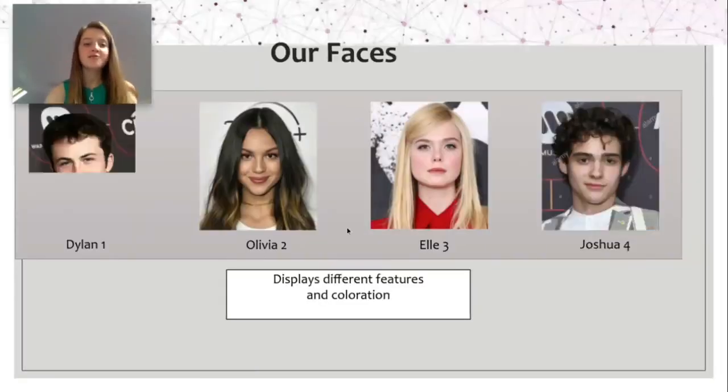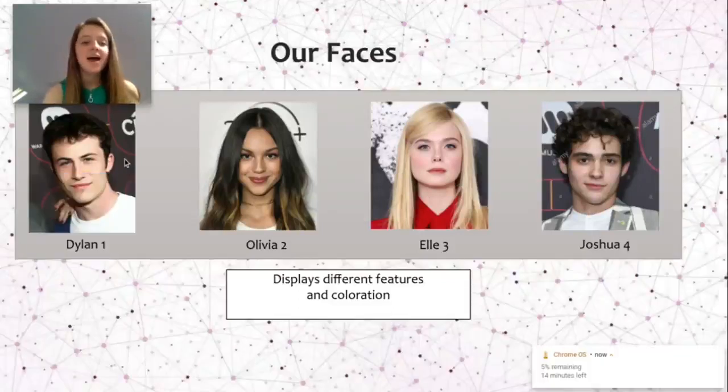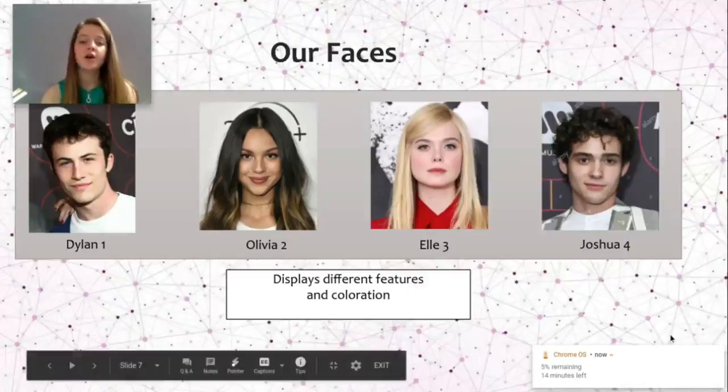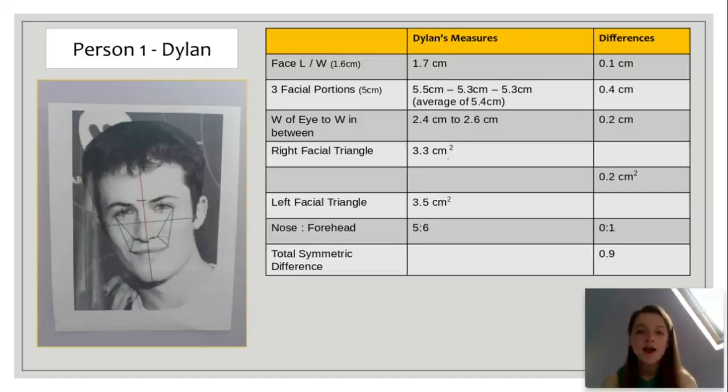So these were the faces I chose to test. I have Dylan for person number 1, Olivia person 2, Ellie person 3, and Joshua person 4. Each person displays different features and coloration, which is why I picked them. So for each person, I made a data table showing their real measures in the middle column versus the given measures from the handbook, so the 1.6 centimeters and then the dimensions, and then the differences in the right column.